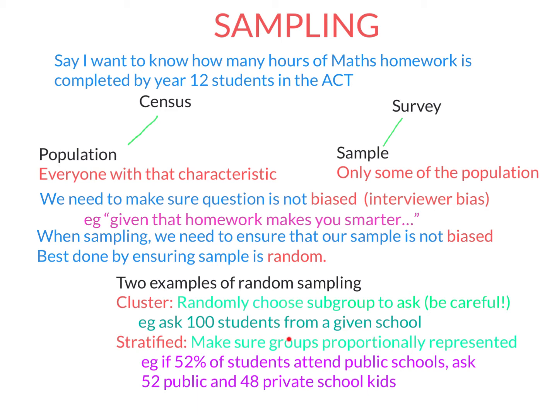So the other type of random sampling I'll mention is called stratified sampling. That's when you make sure certain groups are proportionally represented. So for example, if I know in ACT that there are 52% of students at public schools and 48% at private schools, a stratified random sample would be I ask 52 random public school kids and 48 private school kids so that I've got the same proportion of public and private schools in my sample. You know, I could also ask 104 public school kids and 96 private school kids or whatever. But random sampling is generally the best way to avoid bias.